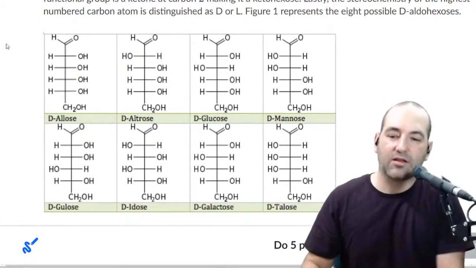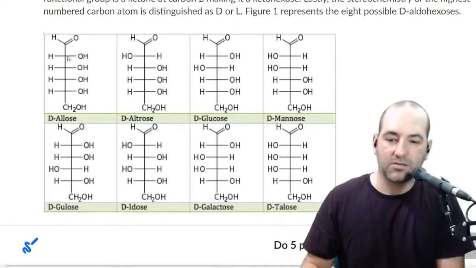All right, so let's take a look at glucose, D-glucose to be specific. So we've got our aldehyde.